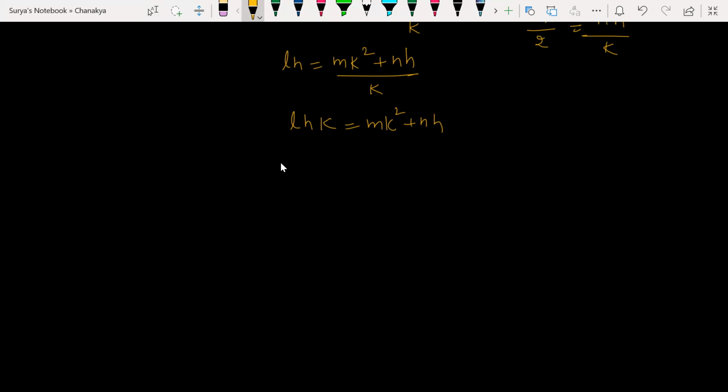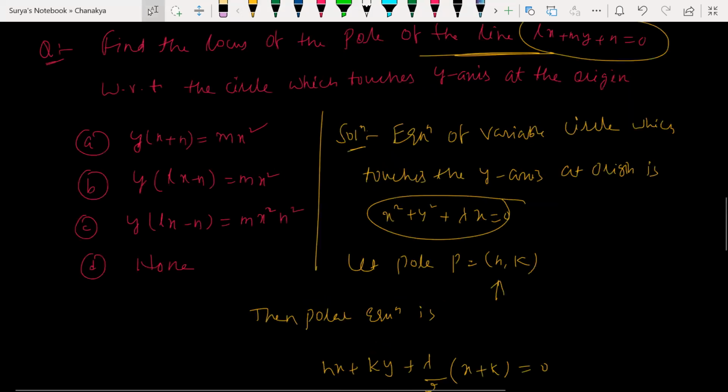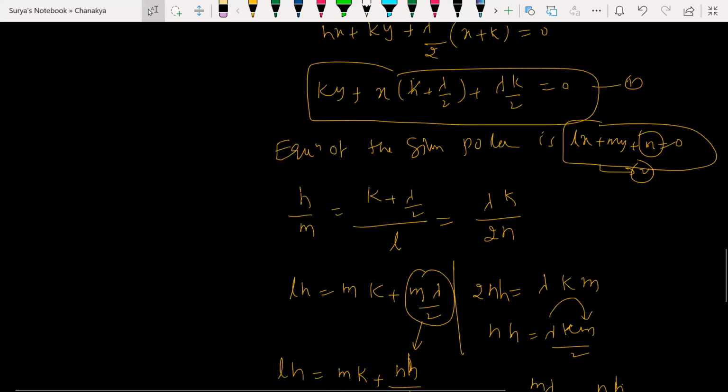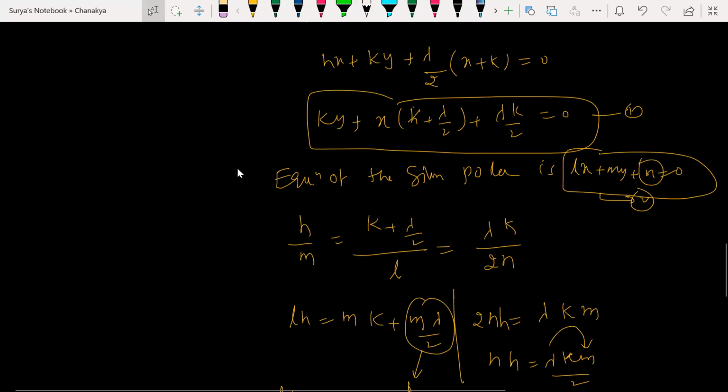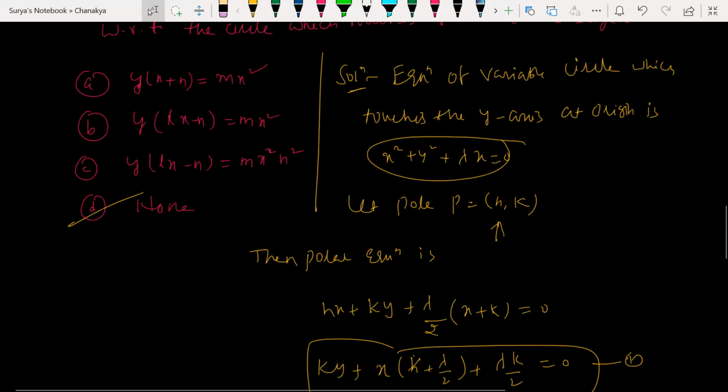Look here, K is there, so LHK minus MK square is equal to NH. Right? Yes or no? So can I take K common? What are the remaining terms here? LH minus MK is equal to NH. Right? So do you have any relation here? Is equal to LH square. So none of the options are matching here. Look at this here. The option is none of the above is correct.